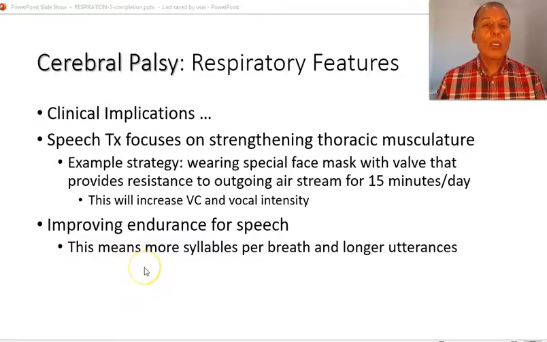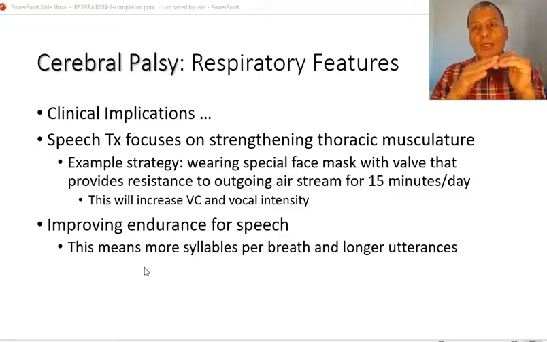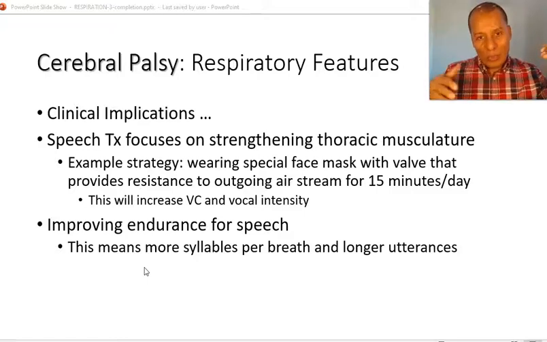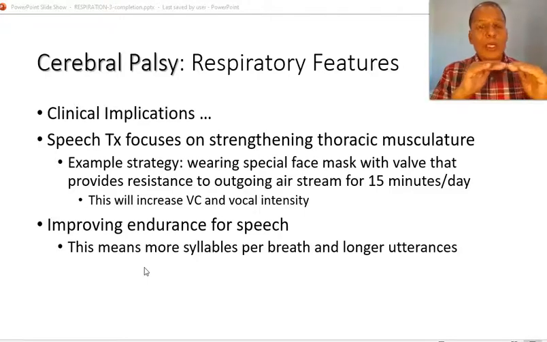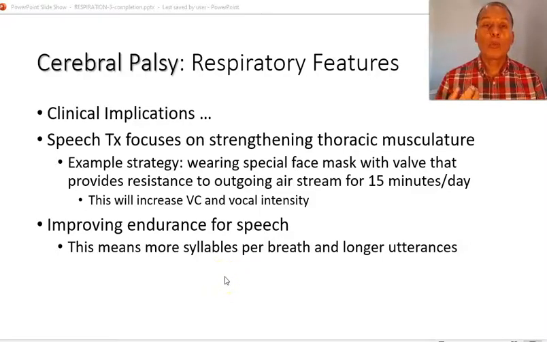We also work on improving the endurance for speech. If we have a 15 or 20 minute conversation, at the beginning they will start at their best and then they start to deteriorate. So the endurance for speech is poor this way. One of the goals is to enable them to last longer at a better quality and a better performance level. This means we want them to get more syllables per breath, and also to increase the length of their utterances.